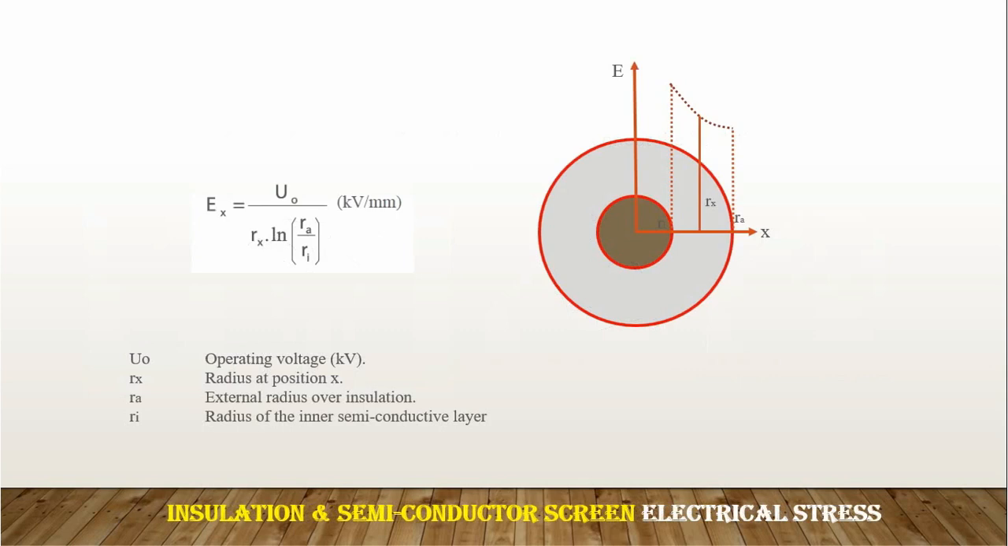To calculate the electric field at a certain point inside the insulation, we use this equation, where U0 is the operating voltage, Rx is the radius at position X, Ra is the external radius over the insulation, and Ri is the radius of the inner semiconductive layer.